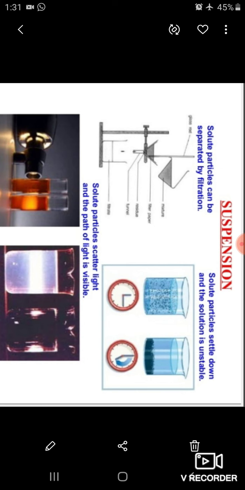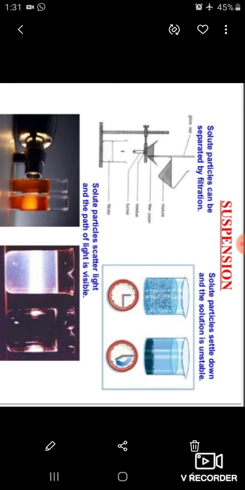Look at the second figure. The particles of the suspension can be seen by the naked eye, and they easily settle at the bottom of the beaker. You can easily observe this with your naked eyes. Now observe the third figure. The particles of a suspension scatter a beam of light passing through it and make its path visible.